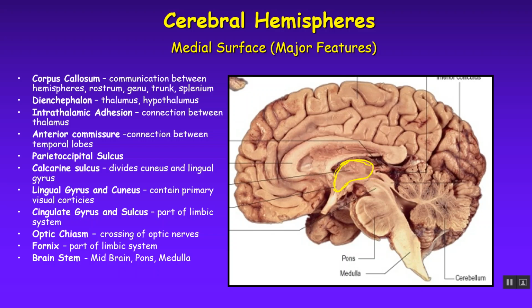Let's go to the parietal occipital sulcus. Back here, there's a really prominent sulcus right here between the parietal lobe and the occipital lobe. Parietal occipital sulcus. Okay, that's a pretty easy one to find.